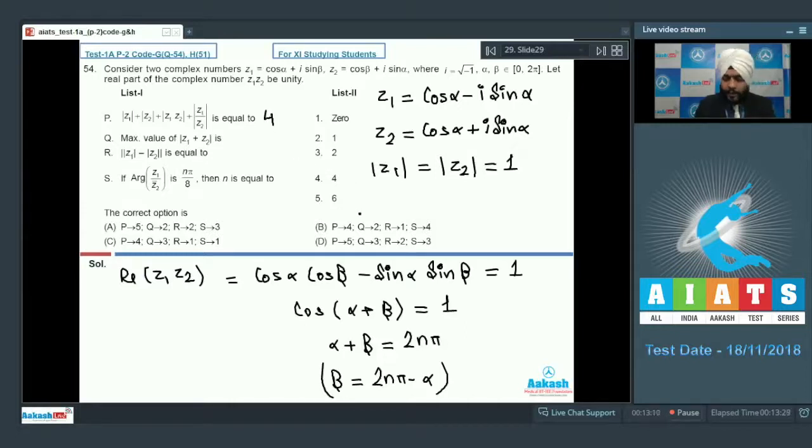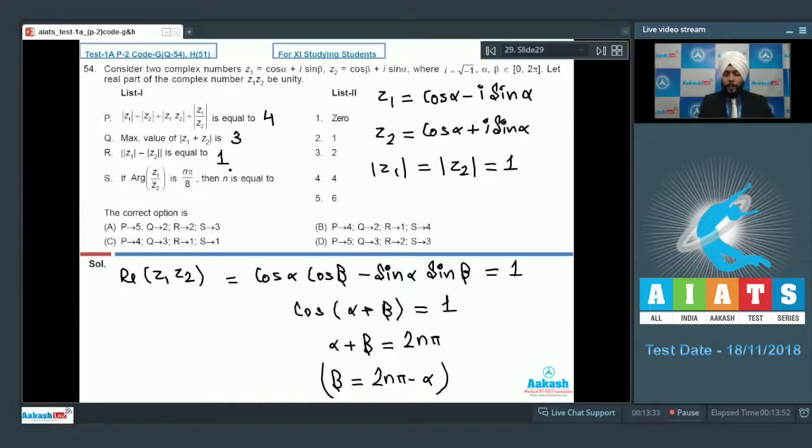Maximum value of mod of z1 plus z2. z1 plus z2 is simply 2 cos alpha because they are the conjugates of each other now. 2 cos alpha, what is the maximum value? 2. Option number 3. Mod z1 minus mod z2. Mod z1 is 1, mod z2 is 1. 1 minus 1, 0. Matches to 1.